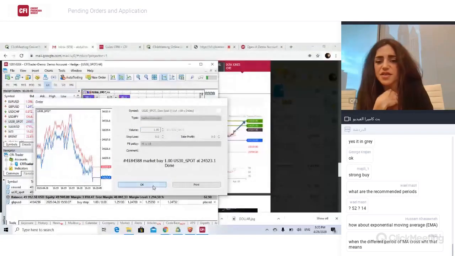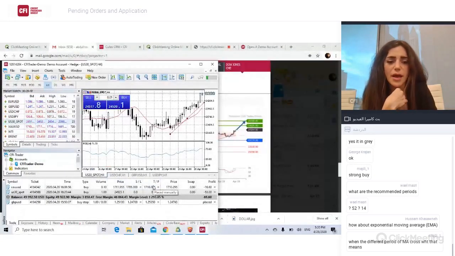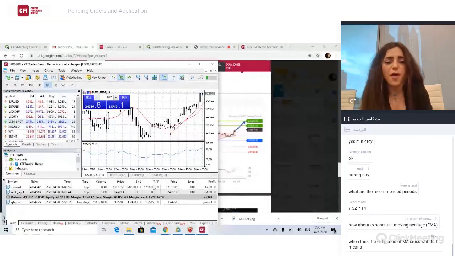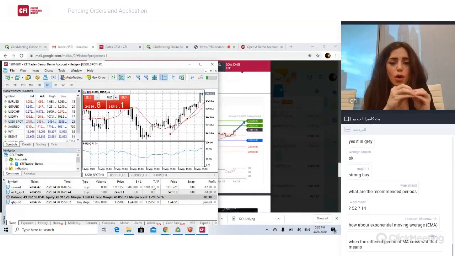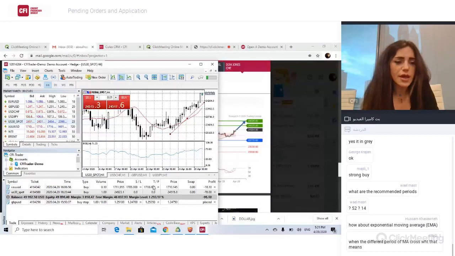Okay, I didn't specify my stop loss and take profit. You guys know by now how to specify it, and please always do. Stop losses are very important. If you don't want to specify your take profit, fine, but always specify your stop loss. This means you know how to manage your risk, okay? So we opened the Dow Jones at the moment. We bought one lot, okay?